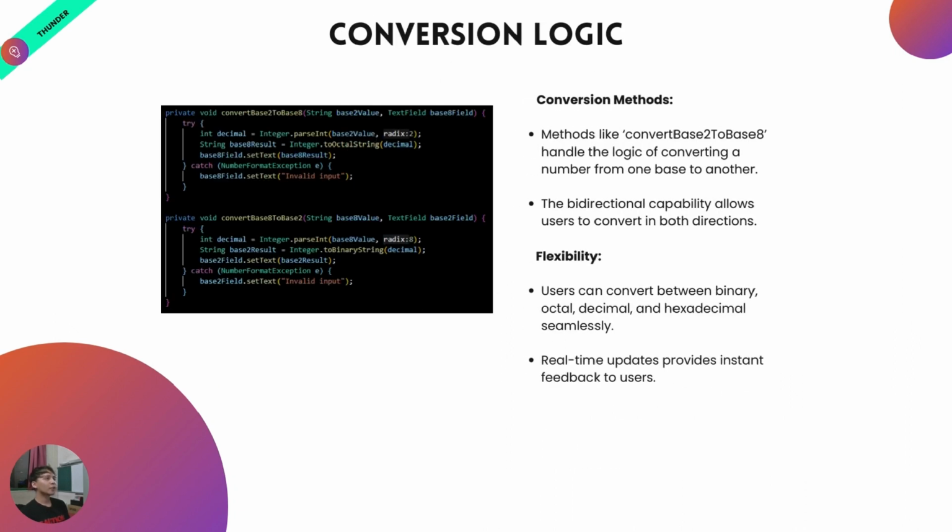Moving on to the conversion logic, the conversion method, like the method convert base 2 to base 8, handles the logic of converting a number from one base to another. The bidirectional capability allows the user to convert in both directions. Basically, if you want to convert base 2 to base 8, you can reverse it after you convert the base 2, so you can go both ways. This of course gives more flexibility for the display UI. The user can convert between binary, octal, decimal, and hexadecimal seamlessly. Real-time update provides instant feedback to the user.